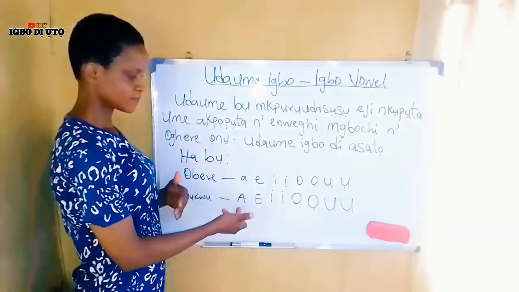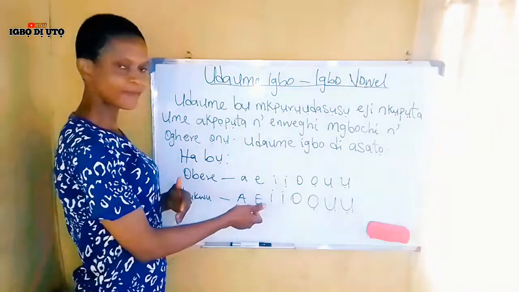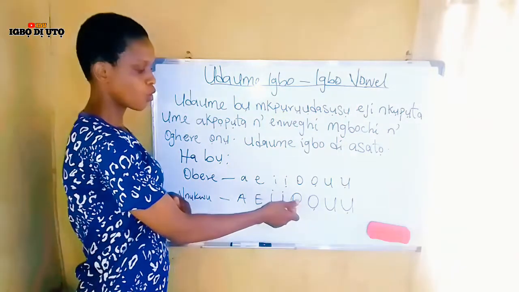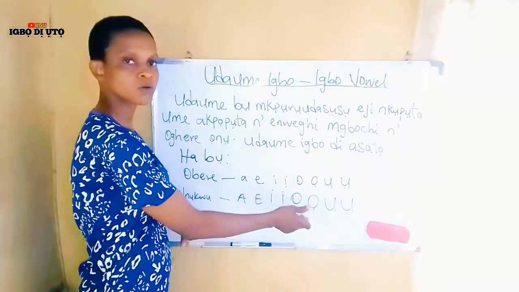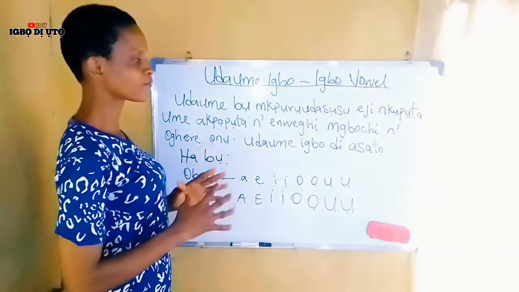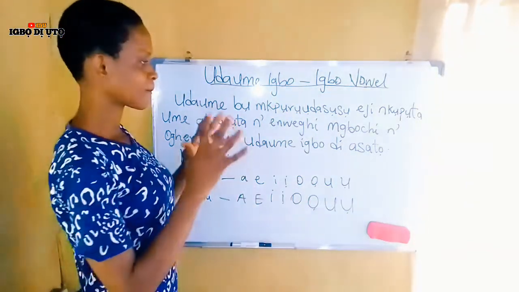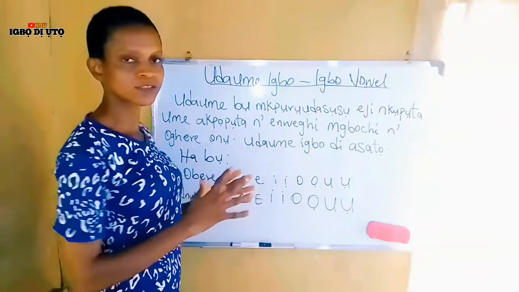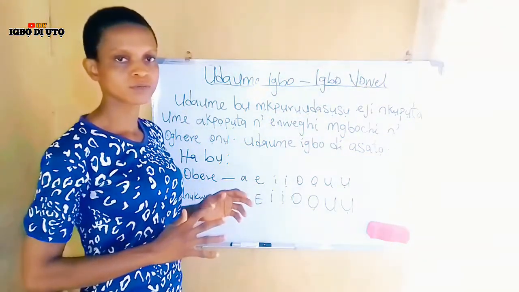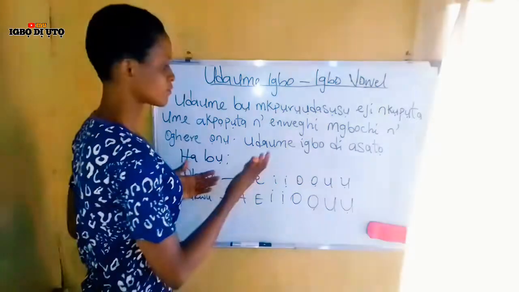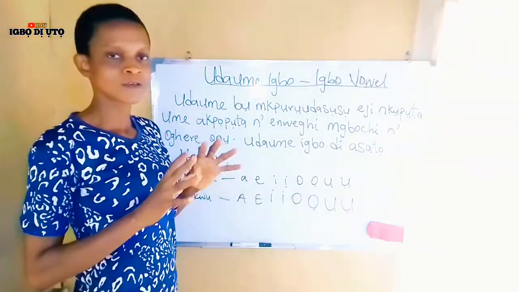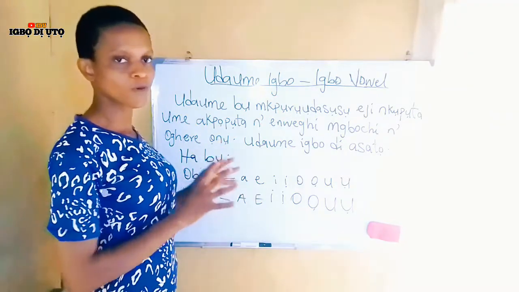udaume. A, e, o, u, and o. So we have 8 vowels in Igbo. That's what we have in Igbo vowel. We have 8 Igbo vowels.